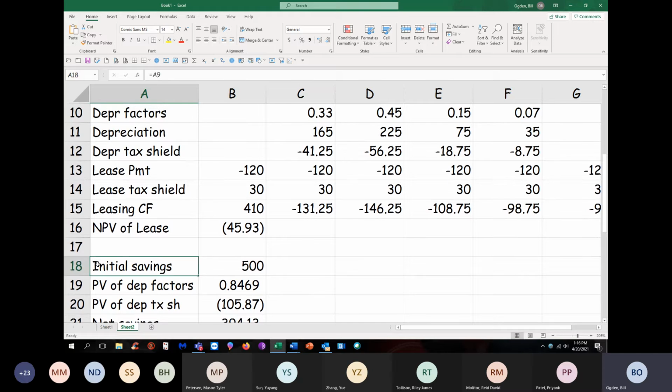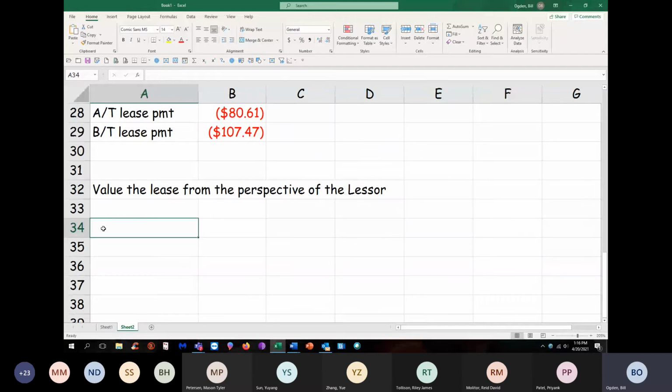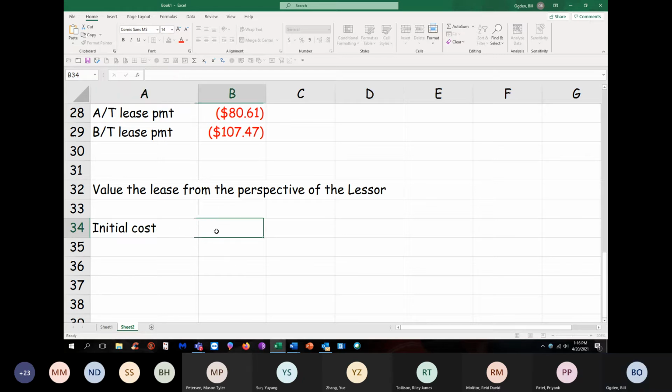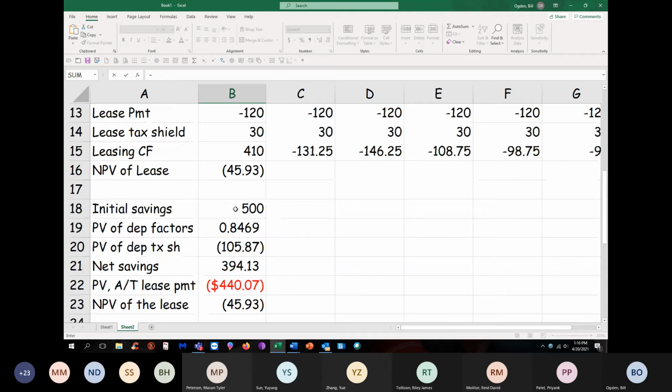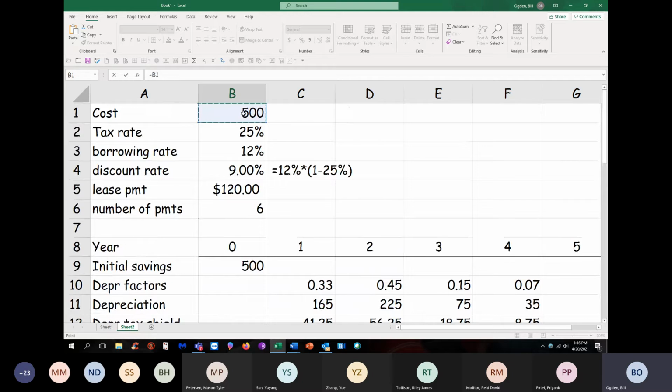What the lessee saves initially, since the lessor will take ownership of this asset, the lessor has to purchase it. So instead of an initial savings, we're going to see just the opposite. It will be an initial cost. So we'll take a minus 500 on this.